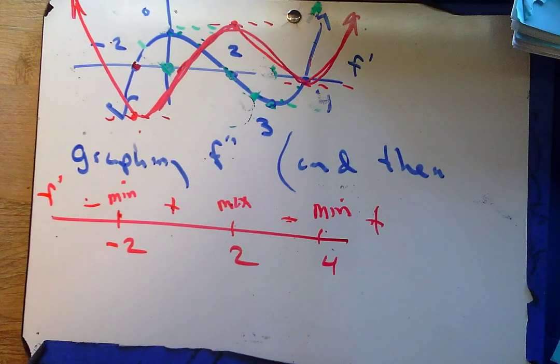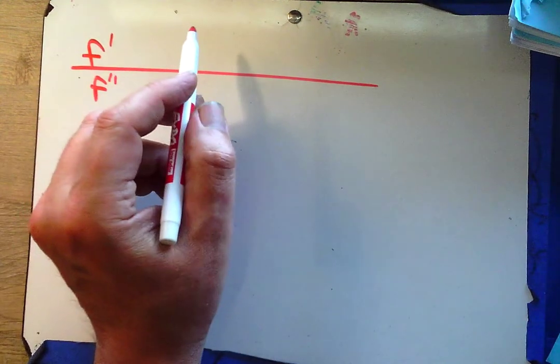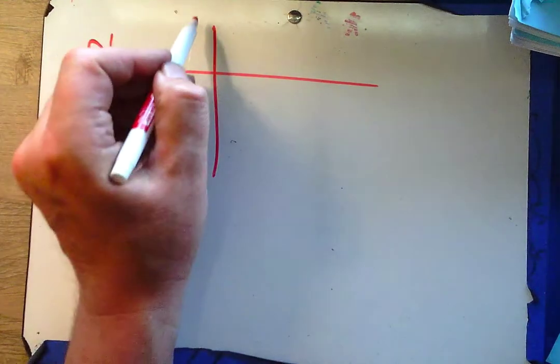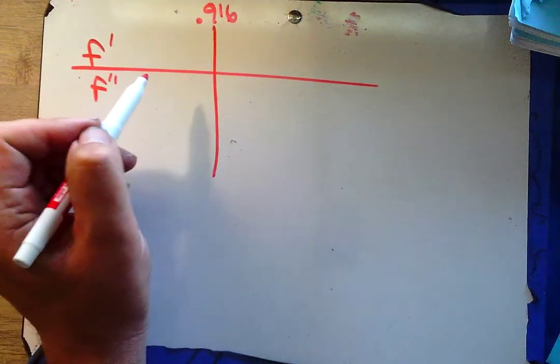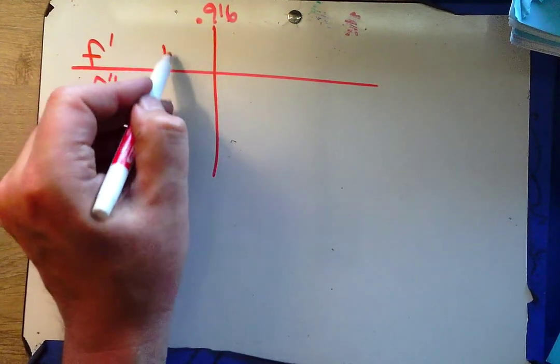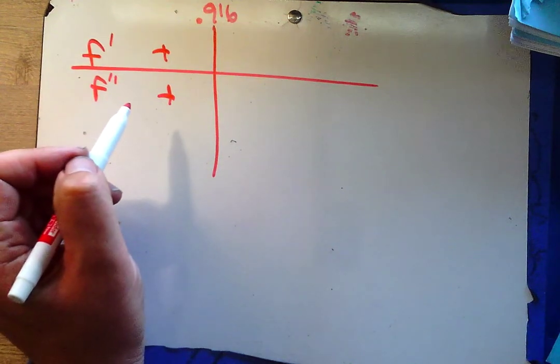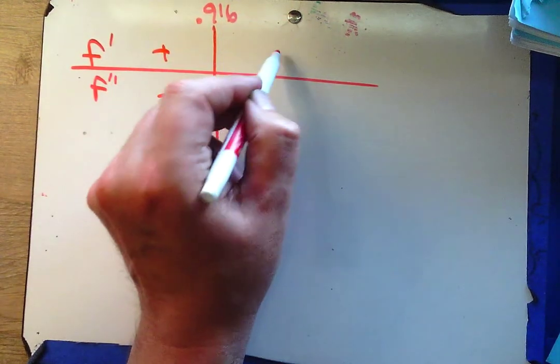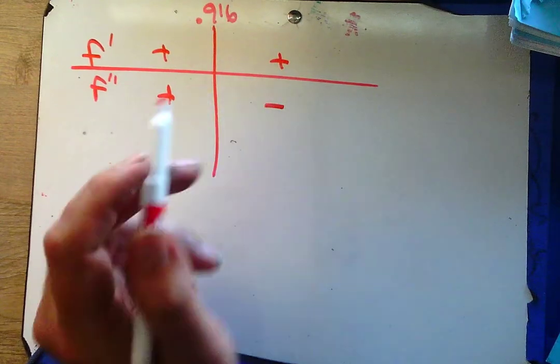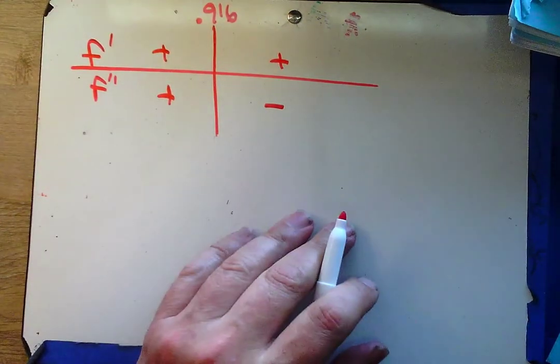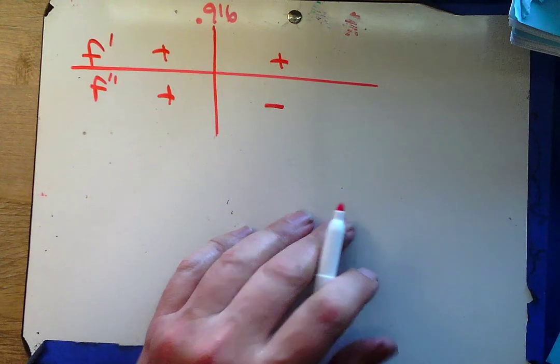Okay, what's next? Well, how about this one? How about I tell you that we've got f prime information and f double prime information. And there's 1.916. And to the left of that point, f prime is positive and f double prime is positive. To the right of that point, f prime is positive, f double prime is negative. Can you sketch me a possible graph of f?